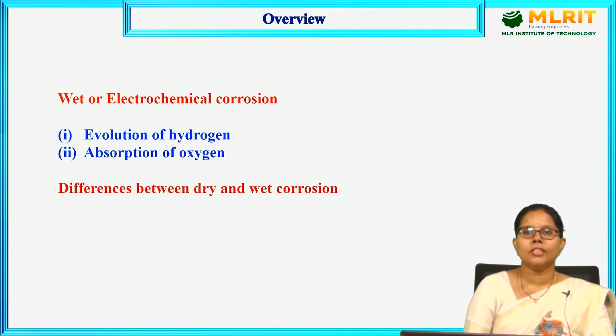How the corrosion takes place in the presence of moisture, which is also called as electrochemical corrosion, in which an electrochemical cell was developed, so it acts as electrochemical corrosion. These are of two types, evolution of hydrogen and absorption of oxygen. And the next topic is differences between dry and wet corrosion. Let us move to the wet or electrochemical corrosion.